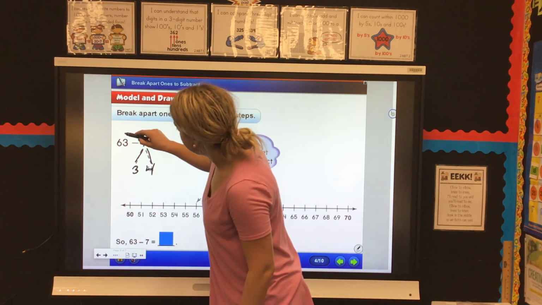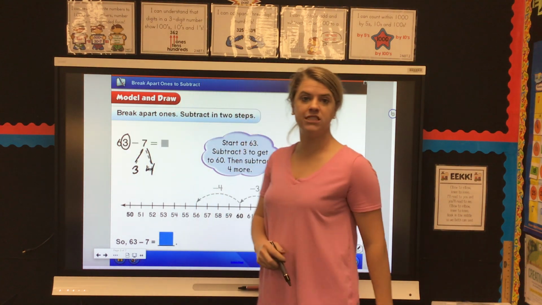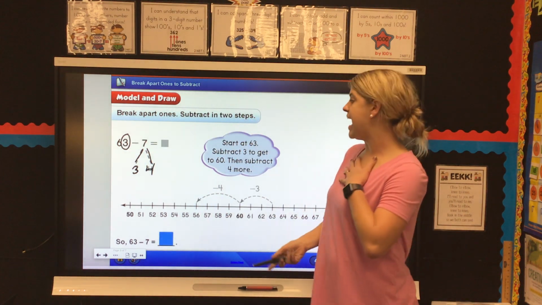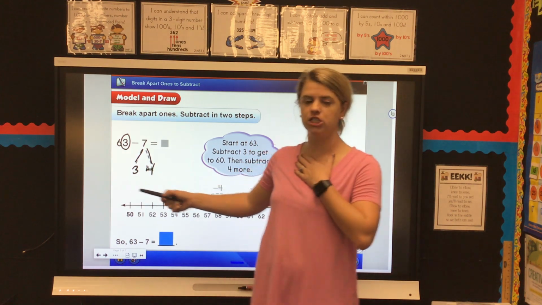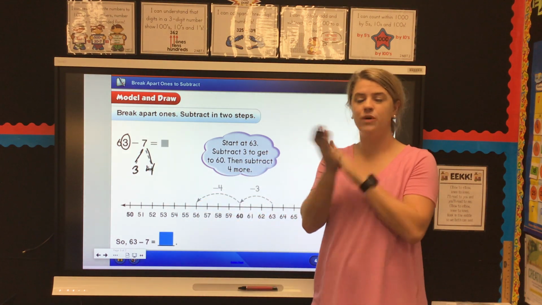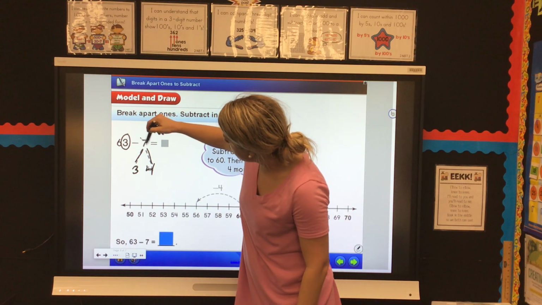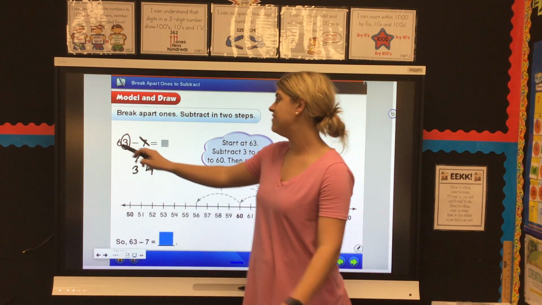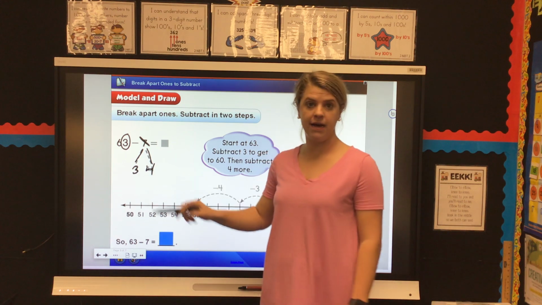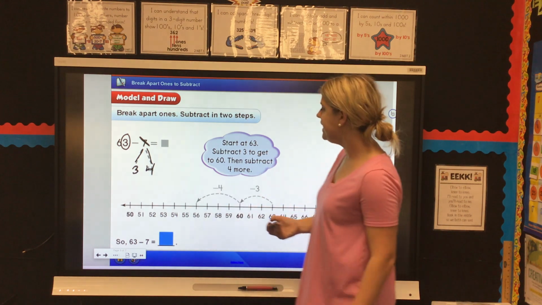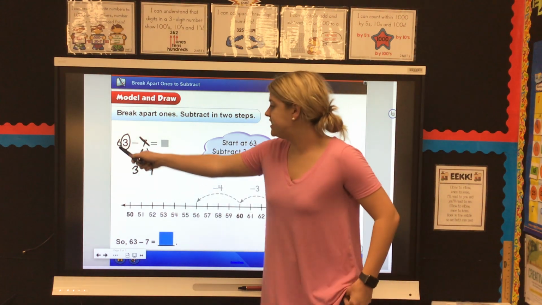You're going to look right here at this number in the ones place. And that's the number that I always like to take away first because that gets it to an even 0. Okay? So now I no longer have a 7 up here. Now I have 63 minus 3 minus 4.